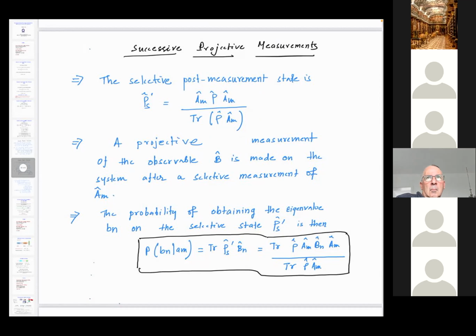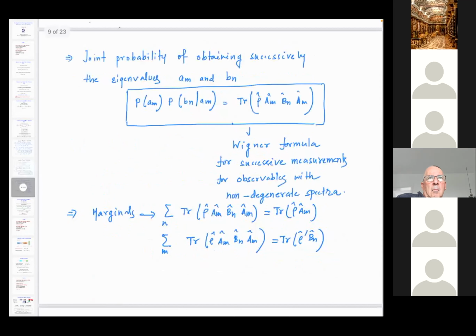After having all this, the probability of obtaining the eigenvalue Bn conditioned on AM is like this. So this is the form of a joint probability distribution, right? This formula, the joint probability of obtaining successively the eigenvalues AM and Bn, was introduced by Wigner for successive measurement for observables with non-degenerate spectra.